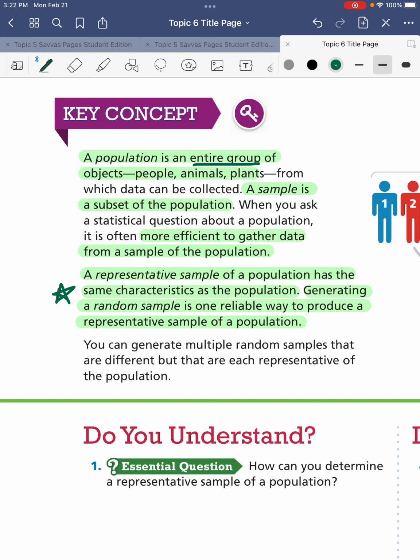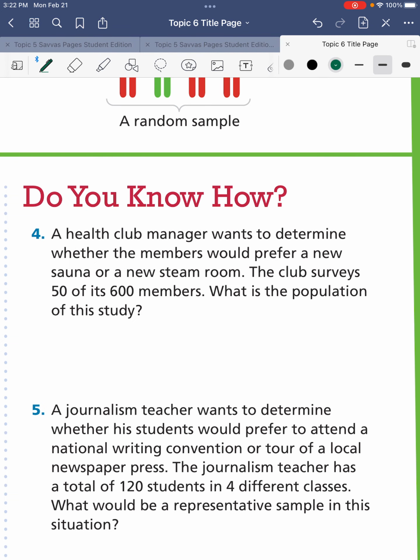Okay, now that we've gone through that, let's look at the do you know how. So we're going to start with number 4. A health club manager wants to determine whether the members would prefer a new sauna or a new steam room. The club surveys 50 of its 600 members. What is the population of this study? Remember, population refers to the whole group. And we know that there are 600 members. That's the whole group, right? They survey 50, but there are 600 people that are members of this health club. So what is the population? All 600 members.